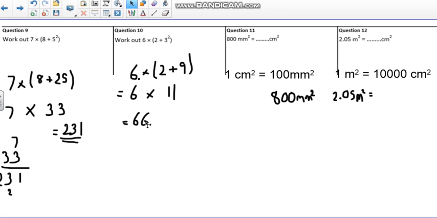11, which is 66. Okay, here we have some conversions, so we need to know that 1 centimetre squared is the same as 100 millimetres squared. Okay, and we want to know what 800 millimetres squared is in centimetres squared. So if I look here, I can see that I multiplied 100 by 8 to get 800. So I need to multiply 1 by 8, which gives me 8 centimetres squared. Okay, so the answer to that one is 8 centimetres squared.